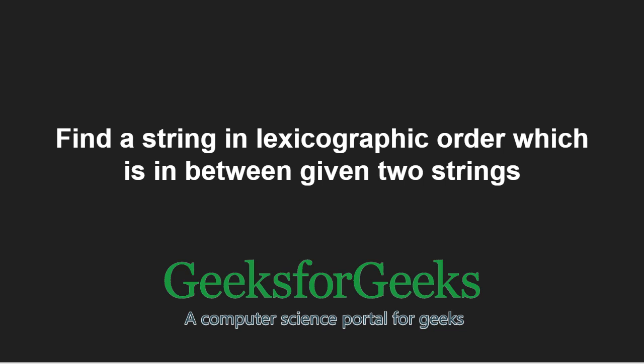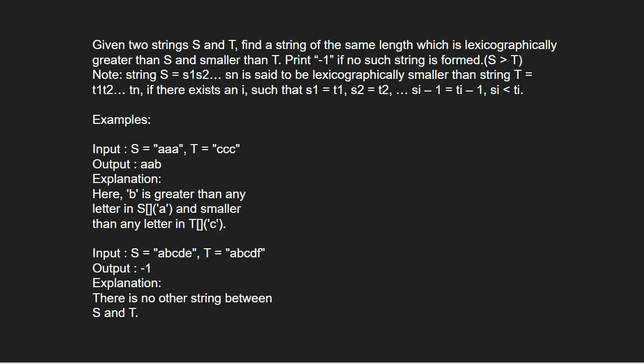In this video, we are going to understand the program which finds a string in lexicographical order which is in between given two strings. First, let us understand the problem statement. Given two strings S and T, we have to find a string of the same length which is lexicographically greater than S and smaller than T. We print -1 if no such string is formed.